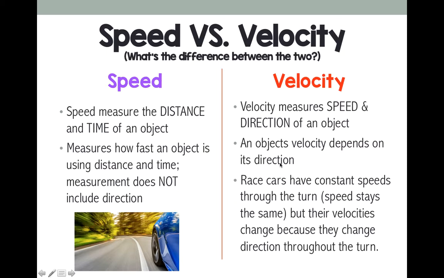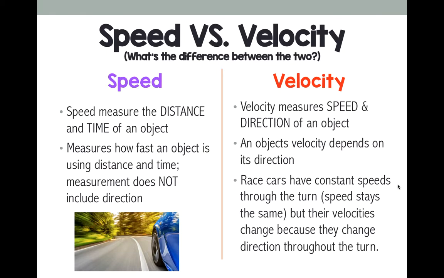So I have a really interesting example for you guys. If you think about race cars going around on a speedway, they have constant speeds. If you think about two cars driving in the same direction around the same track at the same speed, they have the same speed. The cars always have the same speed.